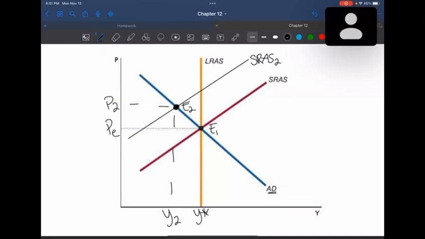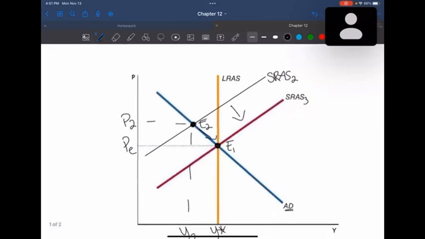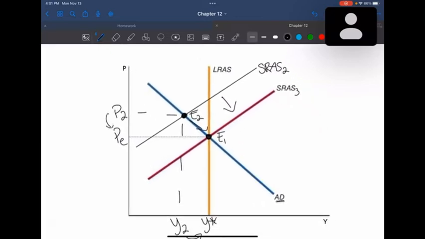And to get back to long run, our short run curve is going to go back into its original position to intersect with the long run aggregate supply curve and the aggregate demand. So this supply curve is going to be our third curve. It's going to go back to equilibrium point number 1. Our output is going to increase back to our potential output, and our P2 is going to be decreased back to our equilibrium price.